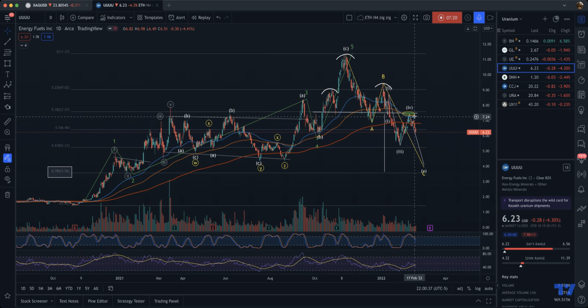So now we have to put in the last and final wave, which is coincidentally what's happening in the stock market as well. The NASDAQ, the S&P, they're all in a zigzag ABC correction in the 5th wave of the last wave C. So UUU is just basically following the legacy markets, the bigger indexes, S&P, NASDAQ.